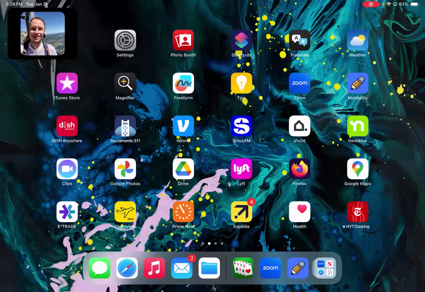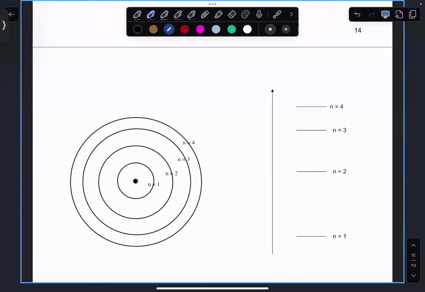Okay, so you're reviewing atomic structure a bit. You've probably seen this very simplified model of the atom back whenever you started talking about atomic structure in Chem. Now, this is what is known as the Bohr model, right? And what you're looking at here is the nucleus in the center. The black dot represents the nucleus.